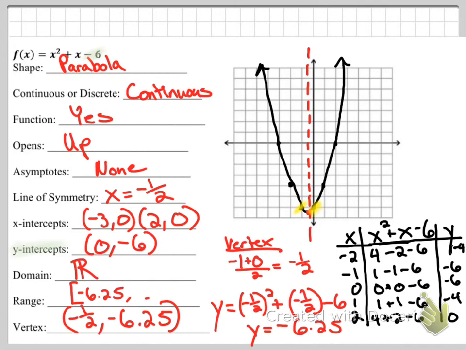How high up does this graph go? Well, it's got arrows at the end of it, so it goes off until infinity. Can you actually touch infinity? Nope, so that's a parenthesis. So bracket, negative 6.25, infinity, parenthesis.